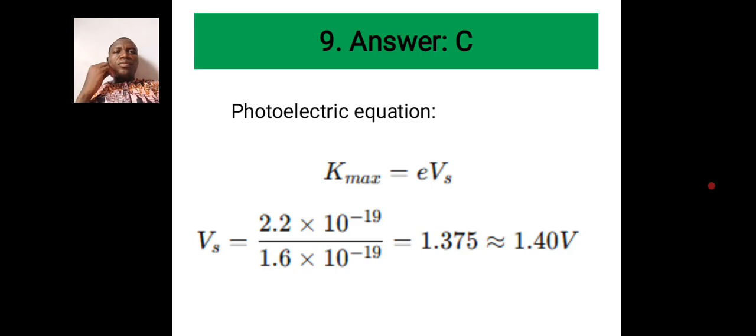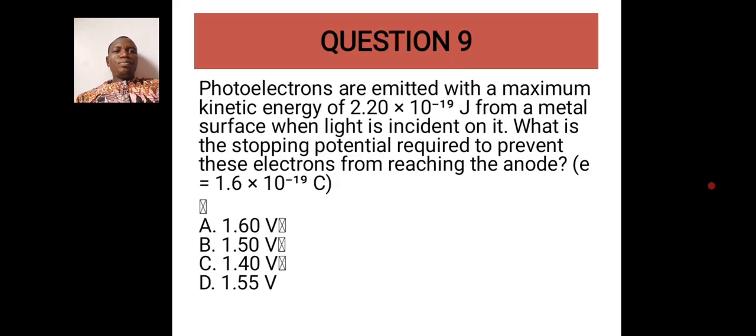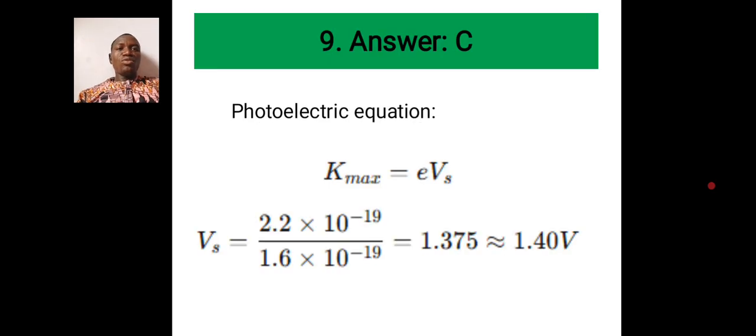So here is the formula. The maximum kinetic energy is given. Then we are looking for the stopping potential required to prevent the electrons from reaching the anode. So E has been given to us also. So we are calculating V. All you need is to make V the subject of formula.